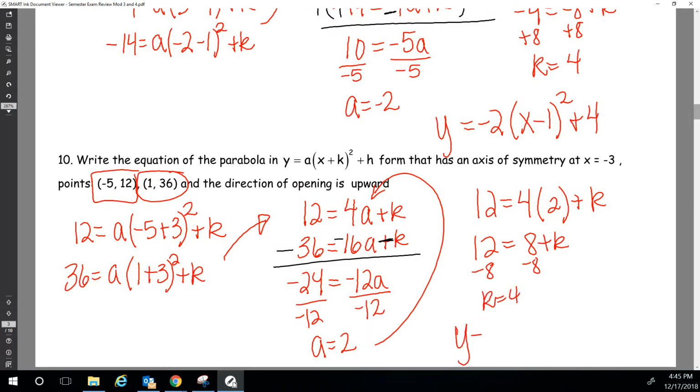So writing the equation, y is equal to a, which is 2, x, sorry, they got this all backwards, x minus h, x minus a minus 3, so x plus 3 squared, plus 4, which is our k value.